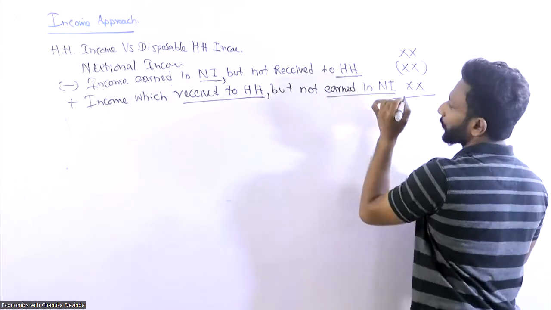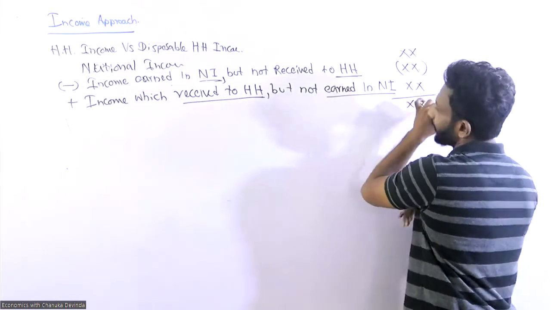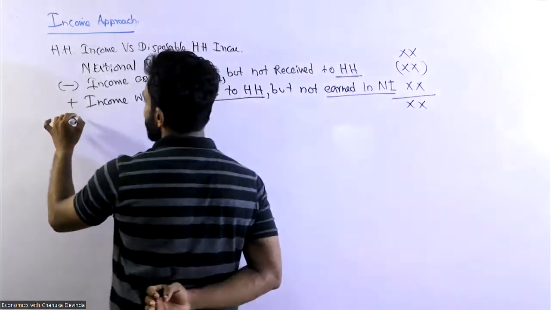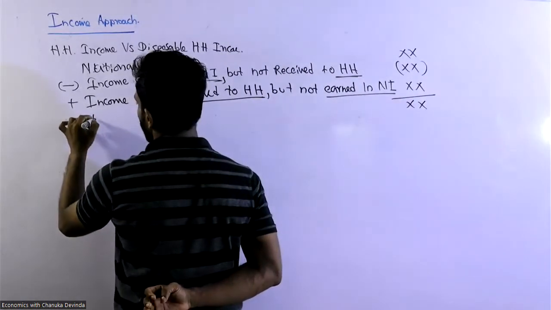Right? So finally we can take the value of personal income or household income.